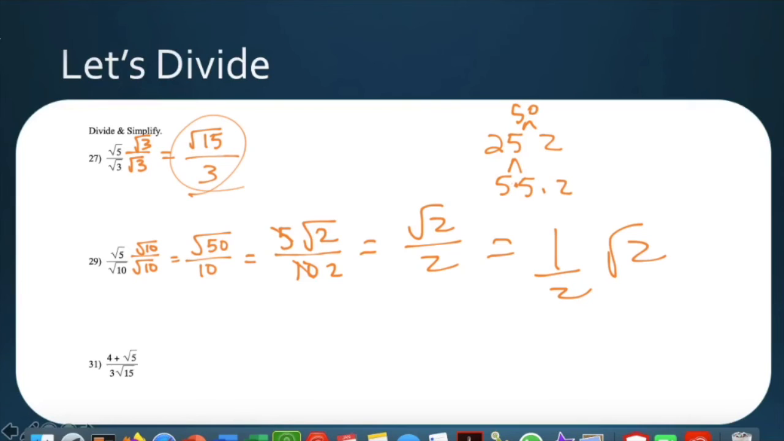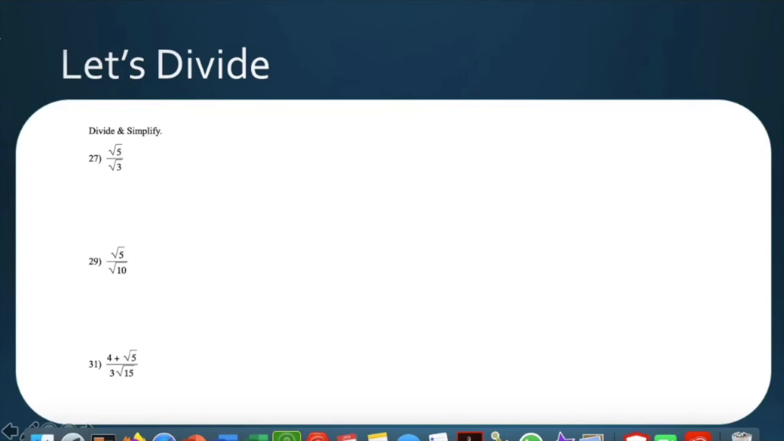All right. Let's do number 31. What am I going to multiply on the top and bottom? Square root 15, just the square root of 15. The 3 is extra. You don't really need to multiply it on top and bottom.